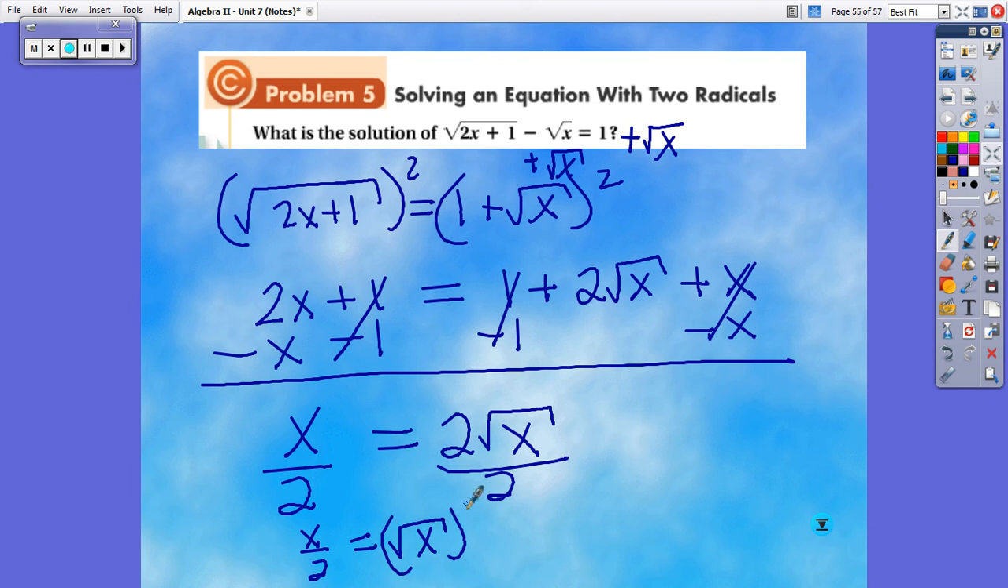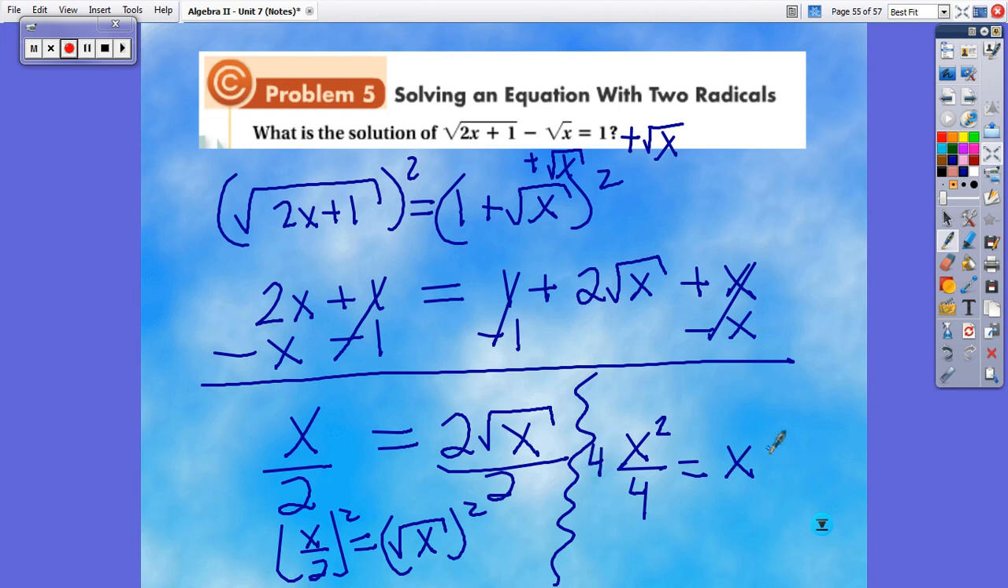And since the radical is now by itself, I can square both sides. I'm going to end up with x squared over 4, sorry, I should draw a line here, equals x. I can multiply by 4 on both sides to get rid of my fraction. I get x squared equals 4x.